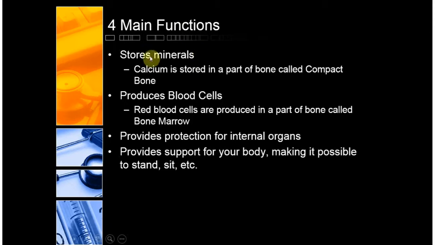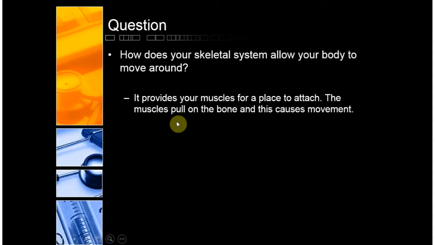Now, what kind of minerals does your skeletal system store? It stores calcium, and the part of your bone that stores the calcium is called the compact bone. I'm going to show you the compact bone in a slide to come. Also, where do your blood cells get produced? And this might be a little bit difficult to grasp, but inside our bones, we have a part called the bone marrow, and the bone marrow's main function is to produce red blood cells.